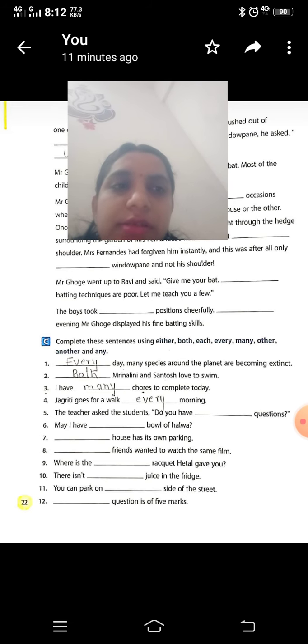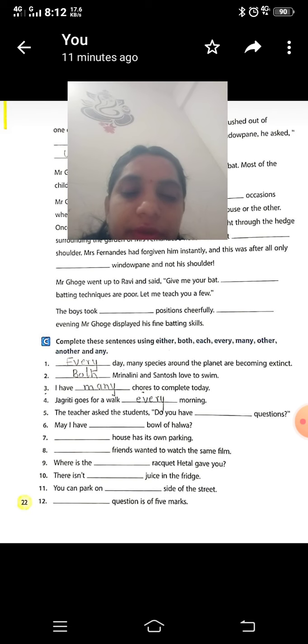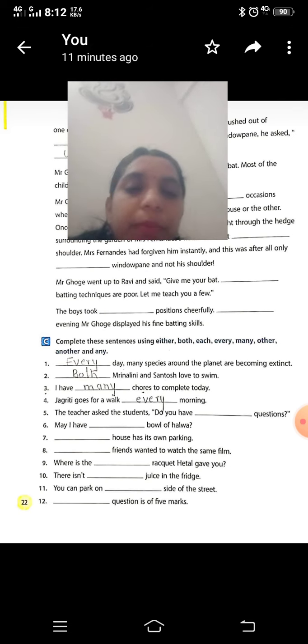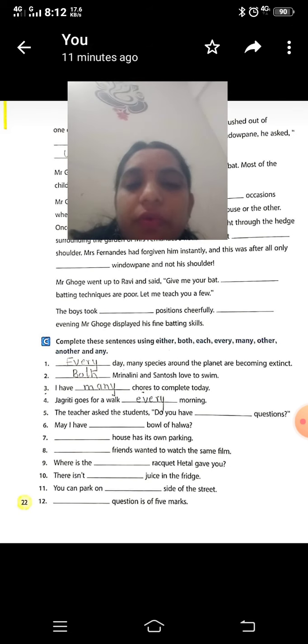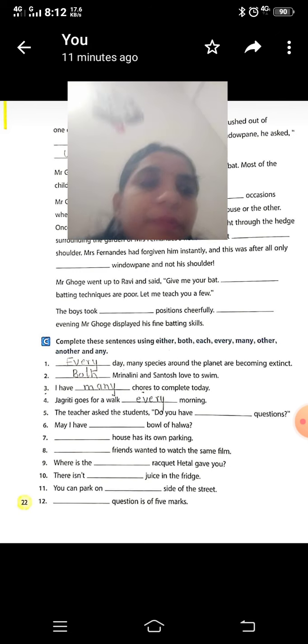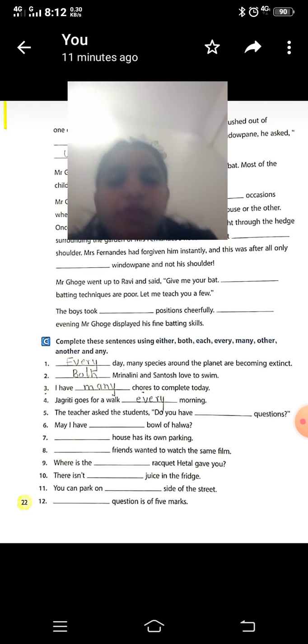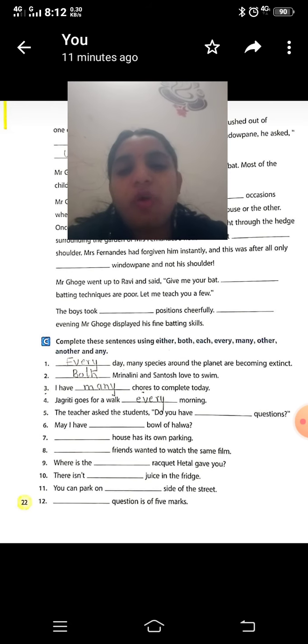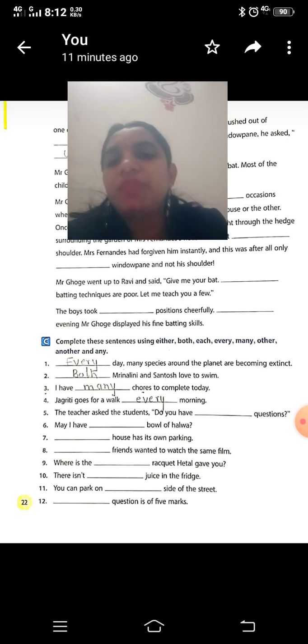Number 10, there isn't any juice in the fridge. Number 11, you can park on either side of the street. Number 12, you can use here every or each. Every question is of 5 marks or each question is of 5 marks. So according to this, you have to choose and write down.